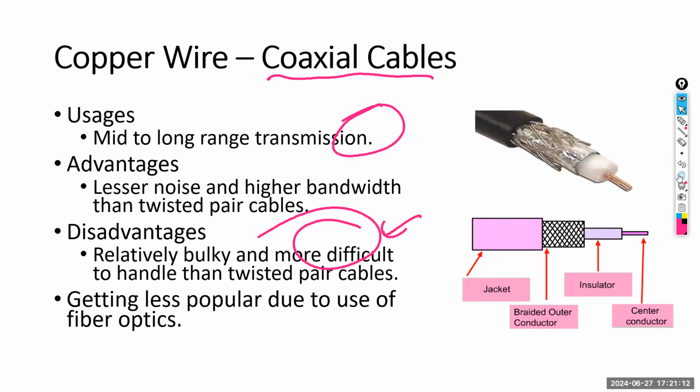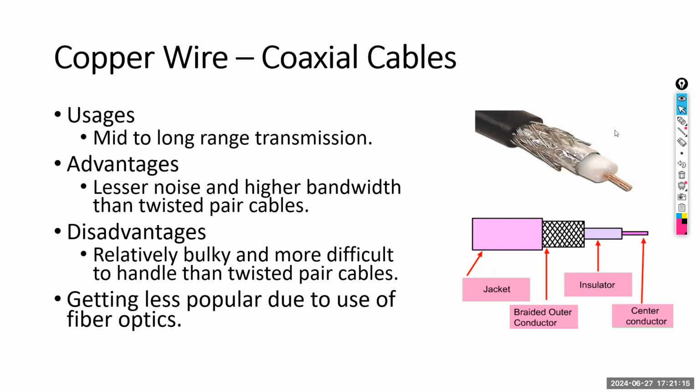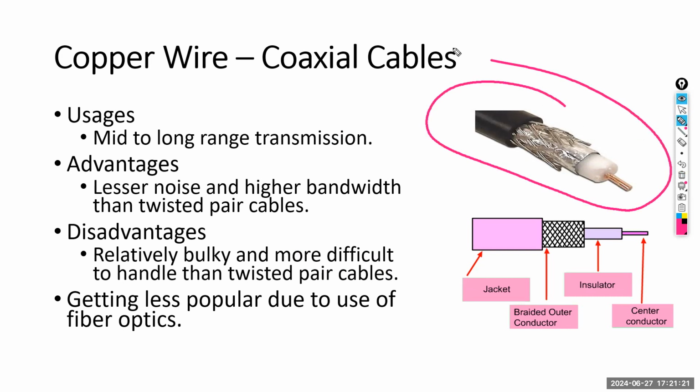The next type of copper wire usage is coaxial cables. This is not a new thing to you. If you have ever worked with a physical antenna, that is a normal antenna, not the satellite television, you know the real headache of connecting these devices.